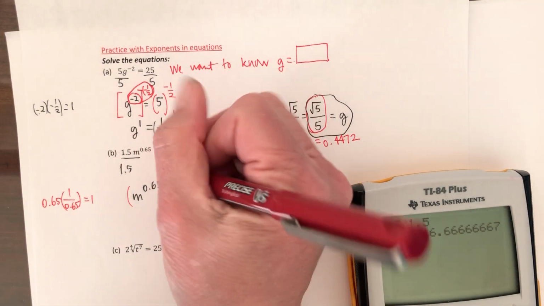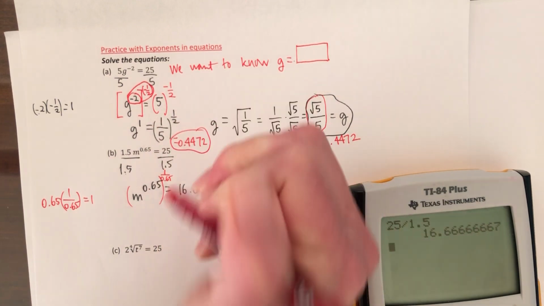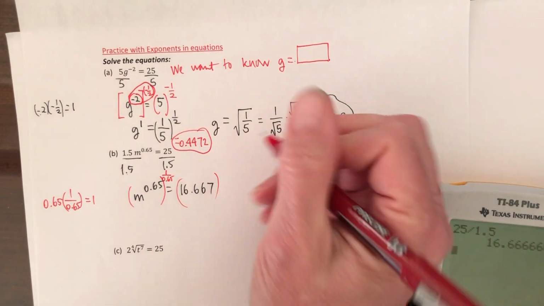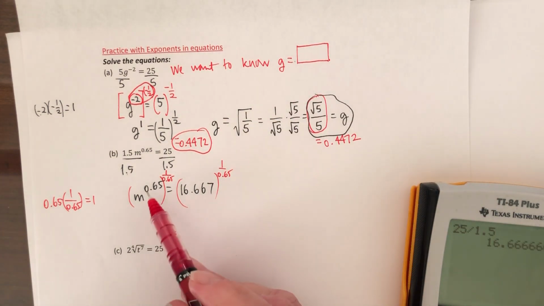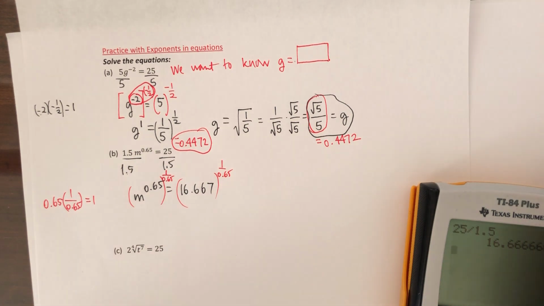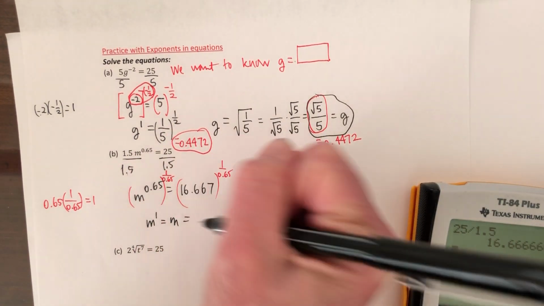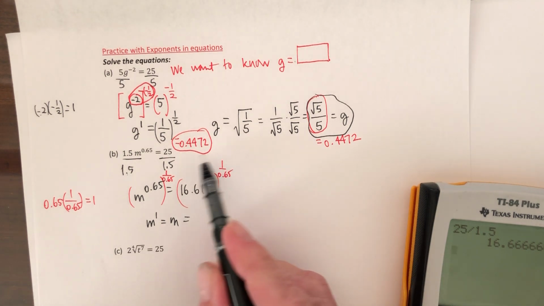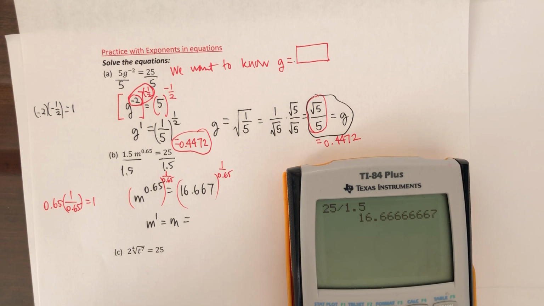So if I took this to the 1 over 0.65 power, and of course I have to do it over here also, that should give me power to a power, multiply these, it would just be m to the 1. So m to the 1, or m, is going to equal this guy right here, and I cannot do that in my head for sure.